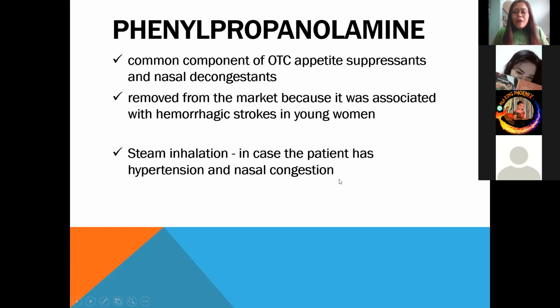And then the third one, we have phenylpropanolamine. I believe this is also common to us. This is different from phenylephrine.